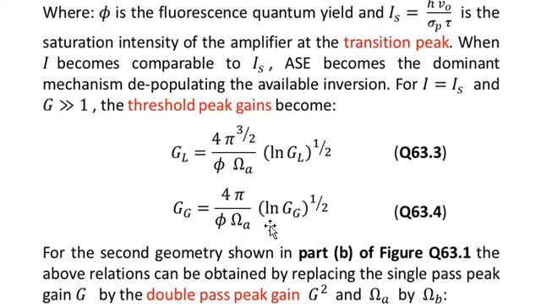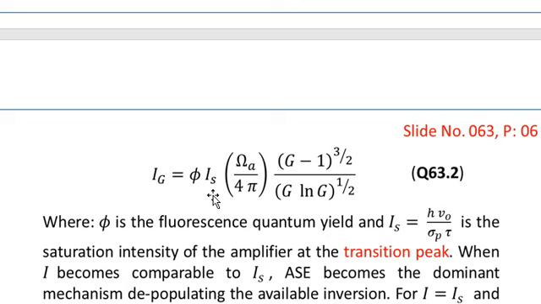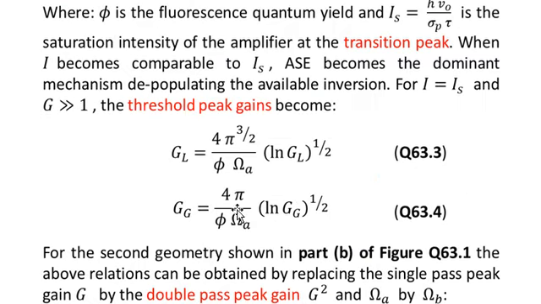And again, to obtain this relationship, we have used IG is equal to IS in this case. And again, capital G is much greater than 1, and we are labeling this capital G by capital GG. So we have written down this relationship after simplification. So this is the gain due to Lorentzian line shape in case of geometry 1, and this is for the case of Gaussian profile for the same geometry, that is geometry A.